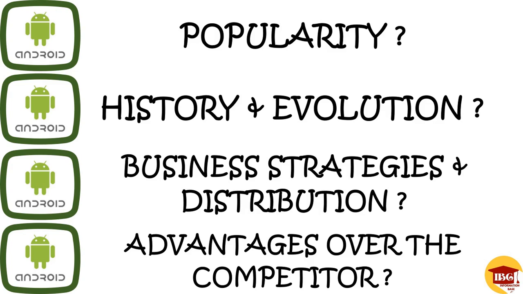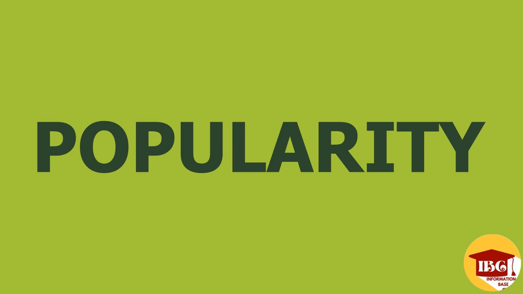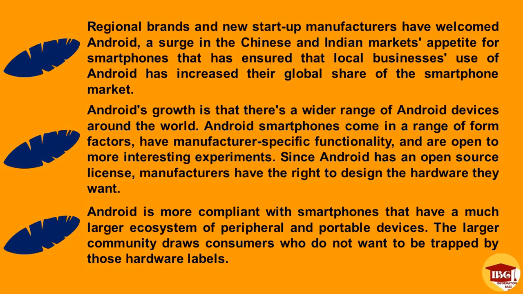Android has been so popular among us as a result of business strategies and distribution of the best features and benefits for their users. Otherwise, the history and evolution of the Android operating system has the greatest advantages over competitors. First of all, Android's greatest popularity is being used by more mobile firms producing Android. Regional brands and new startup manufacturers have welcomed Android. A surge in the Chinese and Indian market's appetite for smartphones has ensured that local businesses' use of Android has increased their global share of the smartphone market.